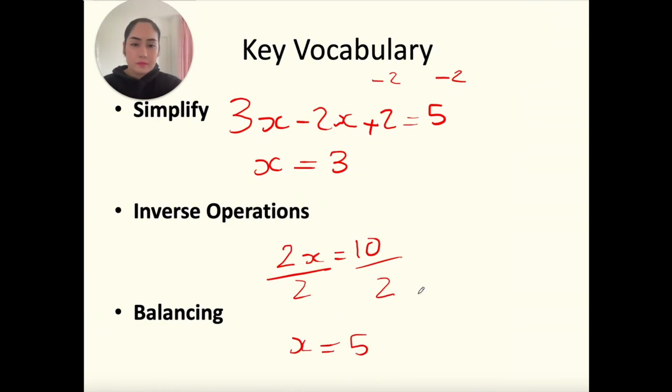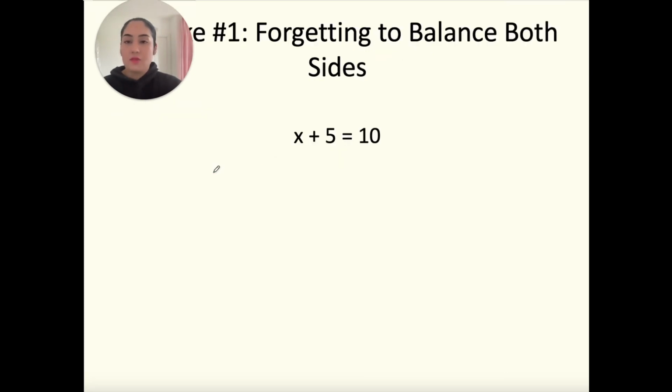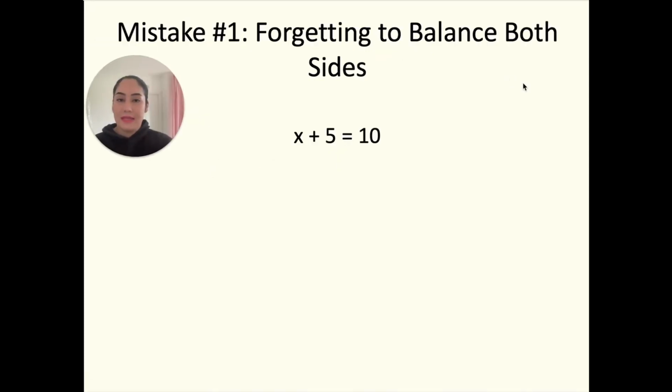Now, common mistakes that we can make. Let's jump right into it. So the very first mistake, very commonly made, is forgetting to balance both sides. So if we're doing the reverse operation, looking at a very simple example on the board, if I'm going to subtract 5 from here so that I can isolate x, I must do it to both sides. I cannot just do x is equal to 10.